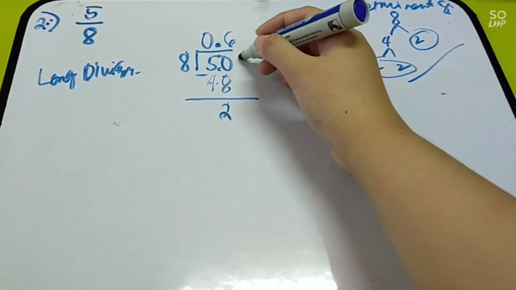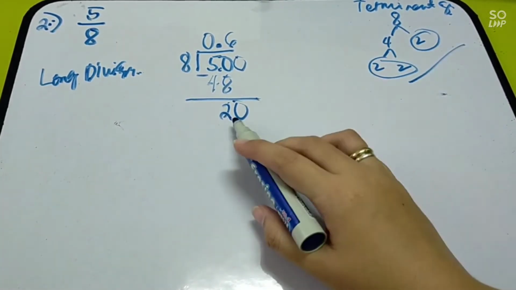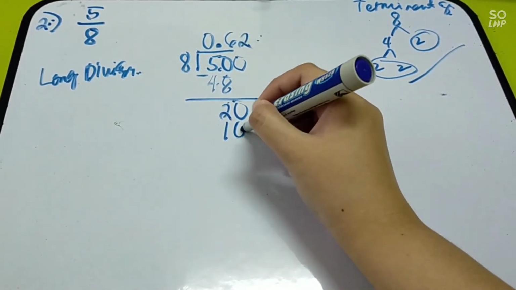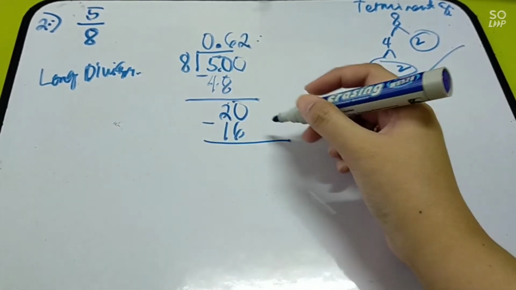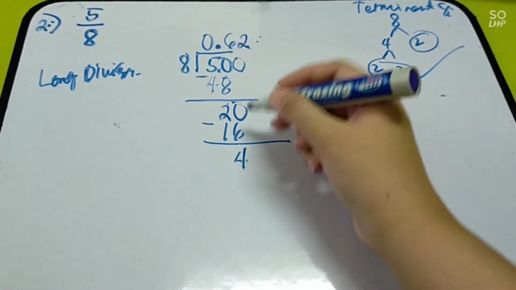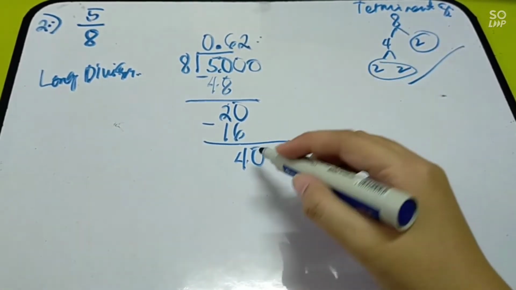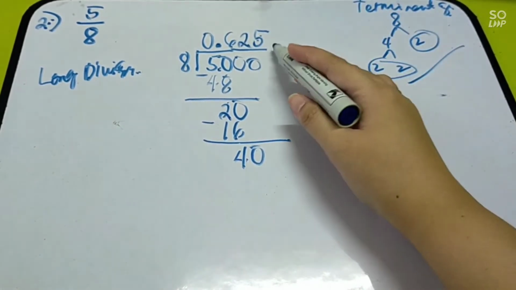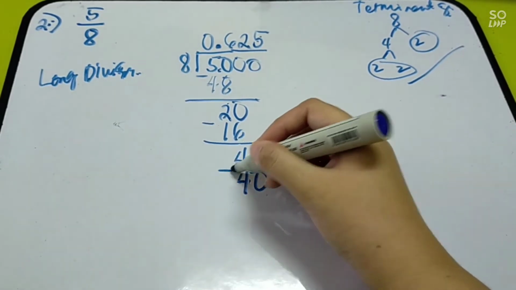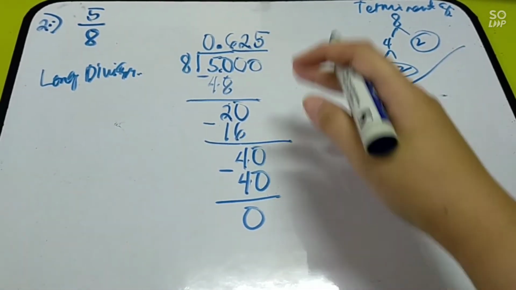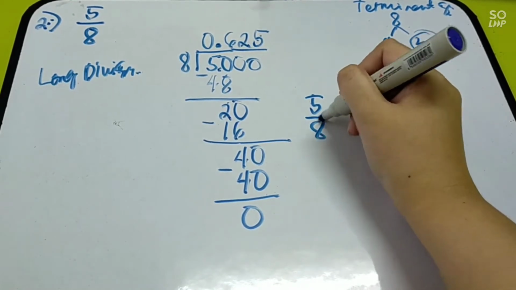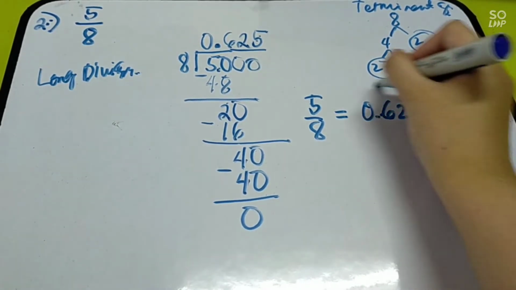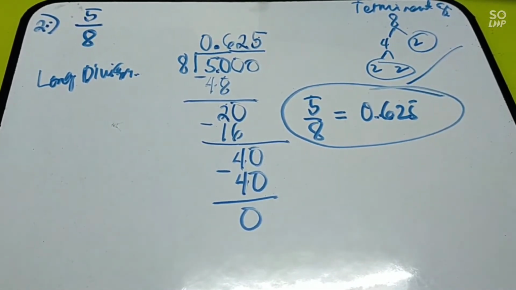So, 2 cannot divide to 8, so add 0 ulit. Add 0. Then, 20 divided by 8, pinakamalapit, we have here 2. 2 times 8, the answer is 16. Then, subtract. So, 20 minus 16, the answer is 4. Add 0 ulit. Add 0. So, 40 divided by 8, the answer is 5. So, 5 times 8, the answer is 40. So, subtract. So, we have 0. So, nag-stop na tayo dyan. So, therefore, 5 over 8 is equal to 0.625. Is it clear? So, long division ang ating gagamitin.